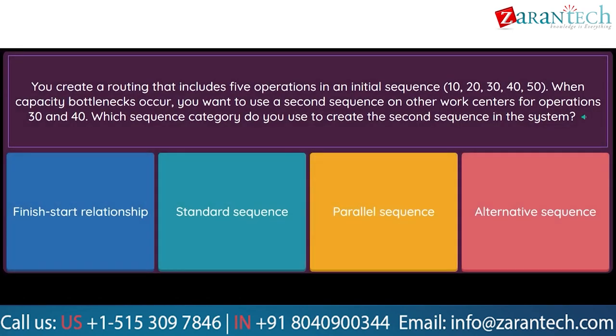Question: you create a routing that includes 5 operations in an initial sequence: 10, 20, 30, 40, 50. When capacity bottlenecks occur, you want to use a second sequence on other work centers for operations 30 and 40. Which sequence category do you use to create the second sequence in the system?